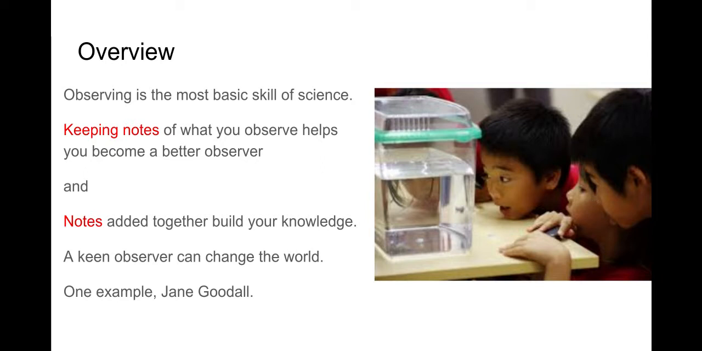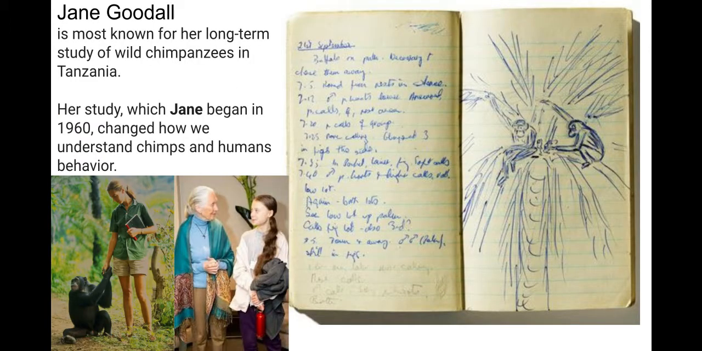One example of this is Jane Goodall. Now, Jane Goodall is most known for her longtime study of wild chimpanzees in Tanzania. Her study, which she began in 1960, changed how we understand chimps and human behavior.